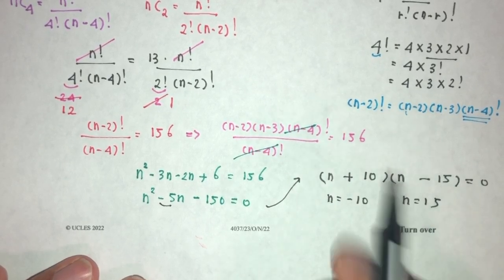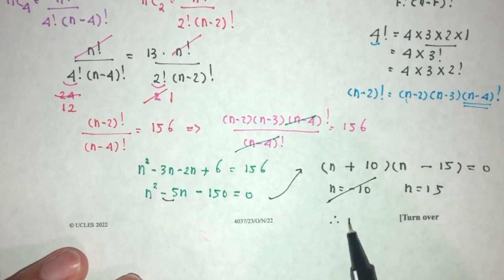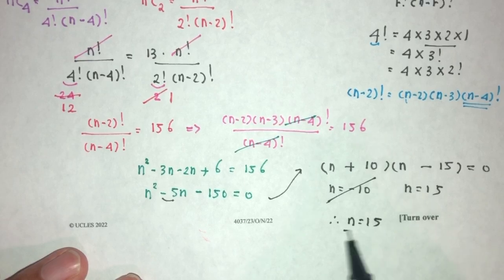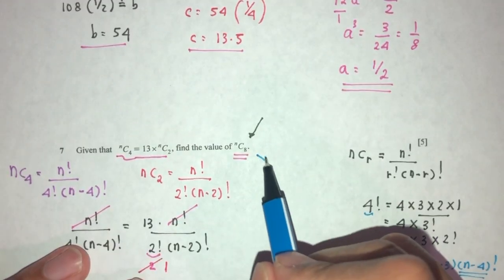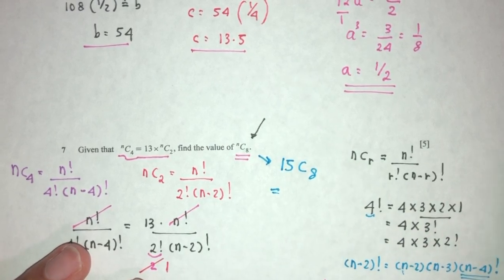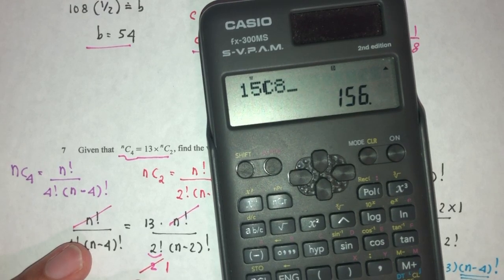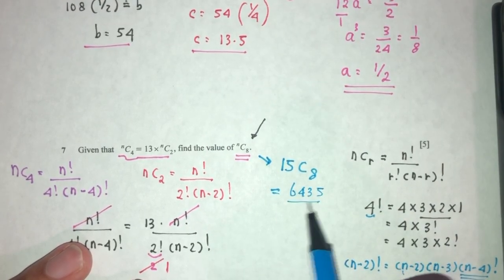So obviously, n here cannot be negative, so this is not good. So n can only be the value of 15. So once you find n, therefore, we can just plug this back in here. We have to find 15 combination 8. That will be 6435 as your answer for question number 7.